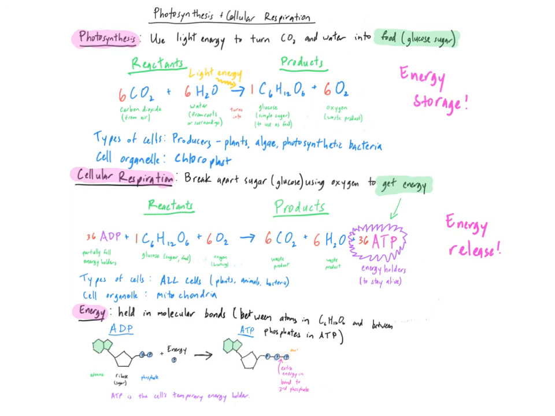So if animals want to get some of that energy release, we have to eat some plants to get some of those glucose molecules that we can then break down in cellular respiration.